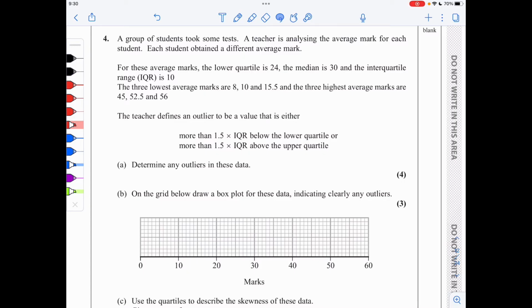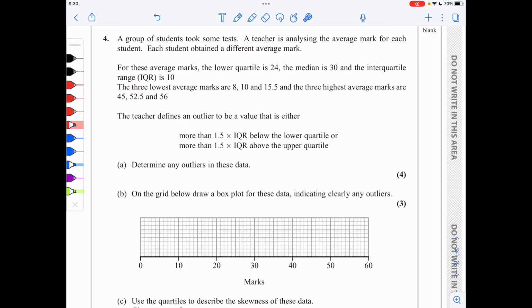In question 4, for the group of students that took some tests, we've got the analysis conducted by the teacher, and we know that for these average marks, the lower quartile was 24, the median is 30, the interquartile range is 10. We are being given the 3 lowest marks and the 3 highest marks here, and we need to determine any outliers based on this rule here.